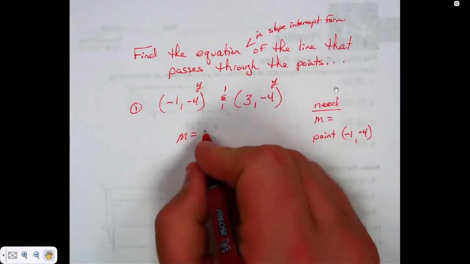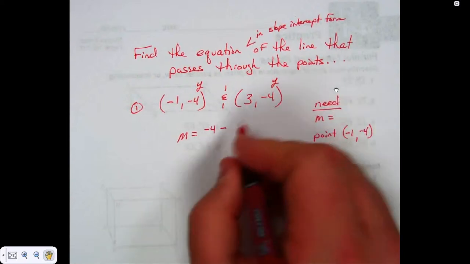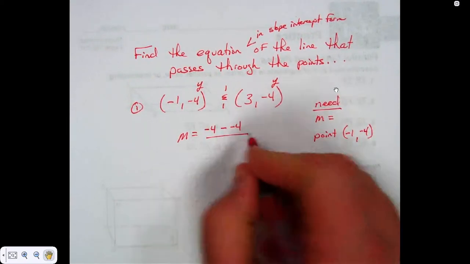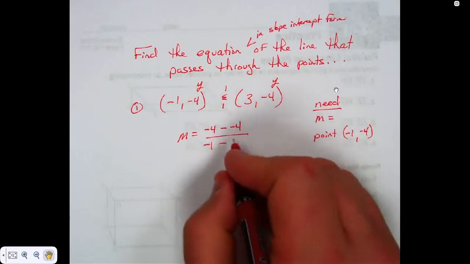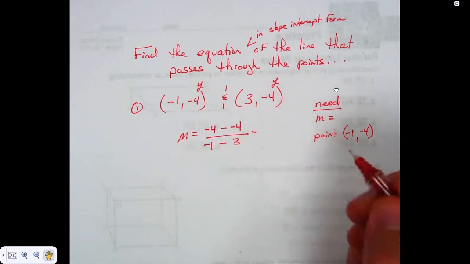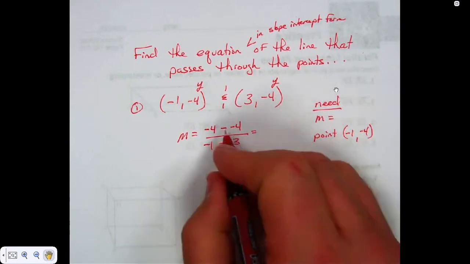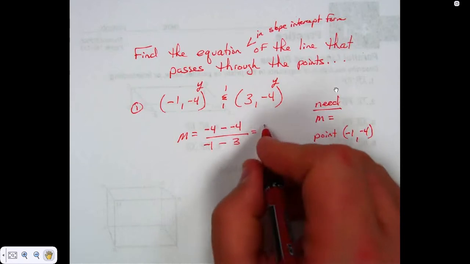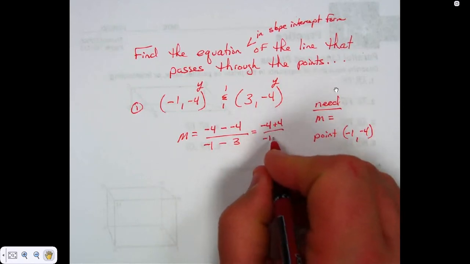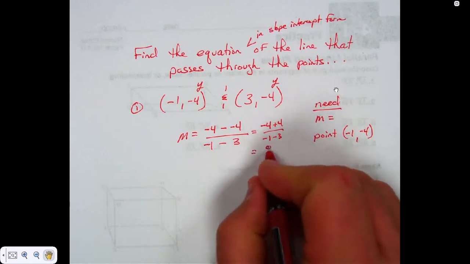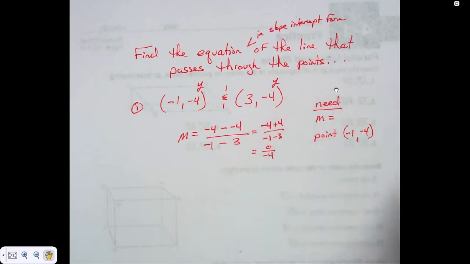-4 minus, what's my other one? -4 over -1 minus 3. What is -4 minus 4? Actually -4 plus 4 is 0, over -1 minus 3. What do you get for the slope here? You get 0 over -4. What is 0 over -4? Horizontal line. 0 slope.